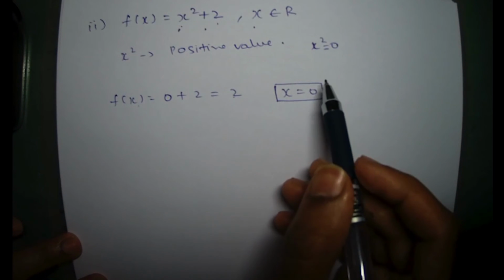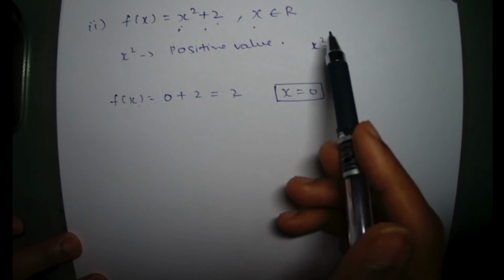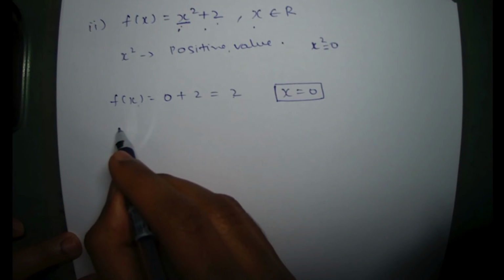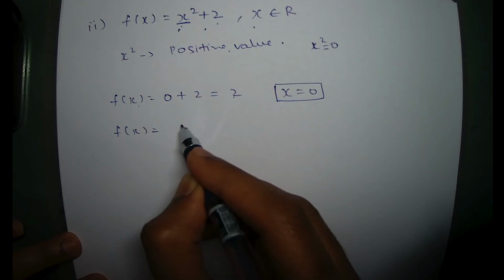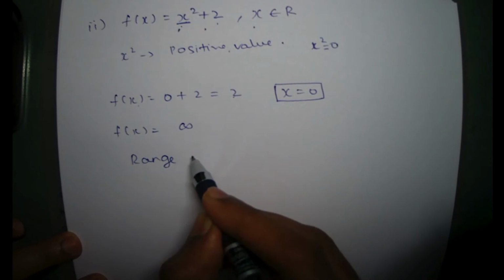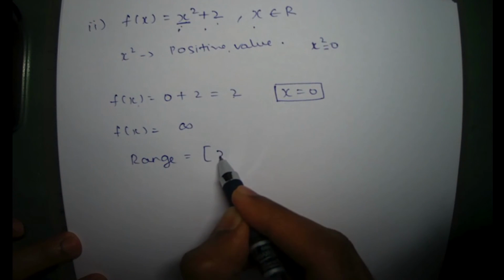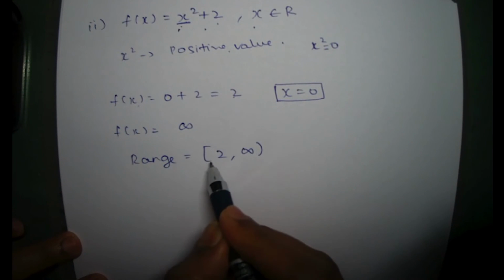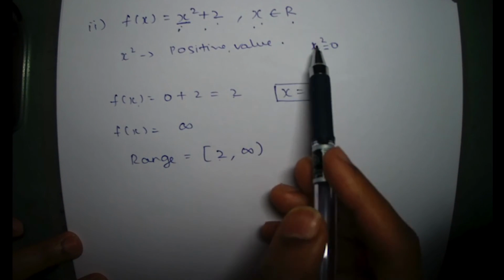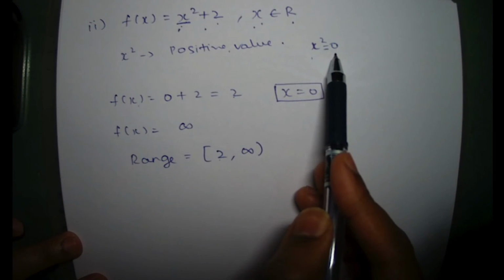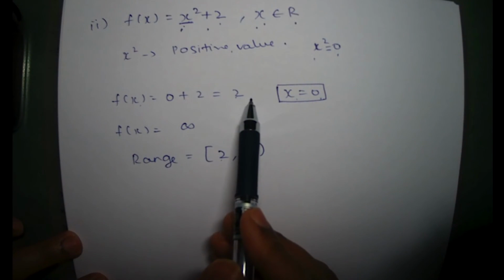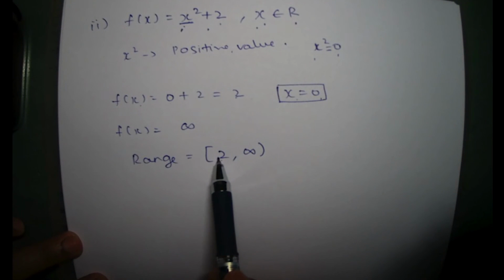And the largest number x can take is infinity. So minus infinity or plus infinity, the value of x square will still be positive. So the largest value f of x can take will be plus infinity. So the range of this function will be 2 comma plus infinity. We are including 2 in this condition because x can take any value, and the lowest value x square can take is 0, which is when x is equal to 0. And when x is equal to 0, we see that f of x is equal to 2. That's why we are including 2 in the range.